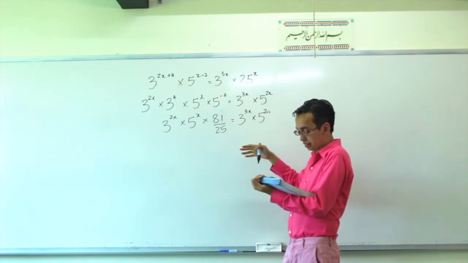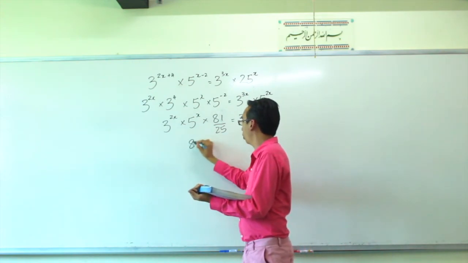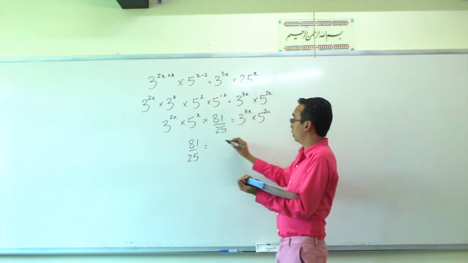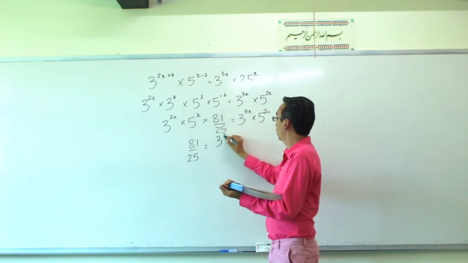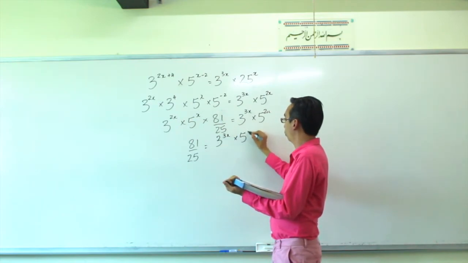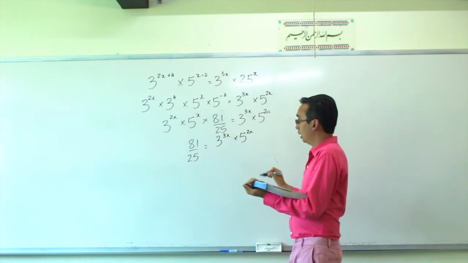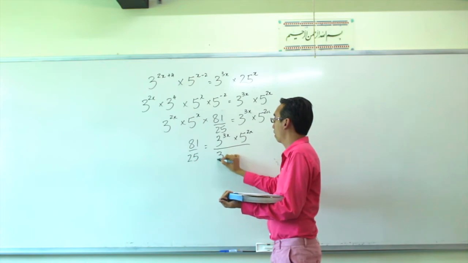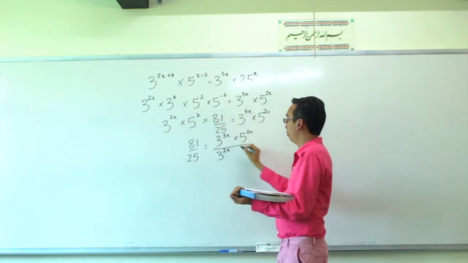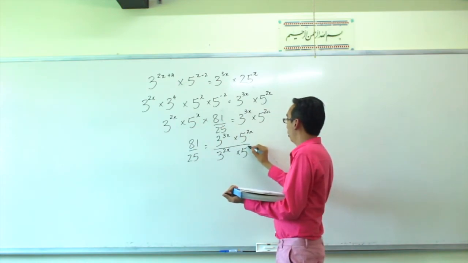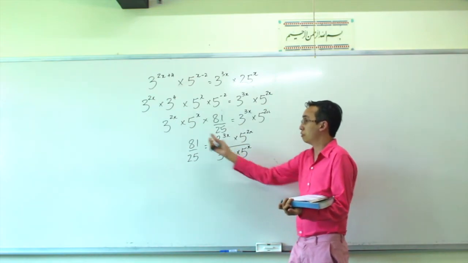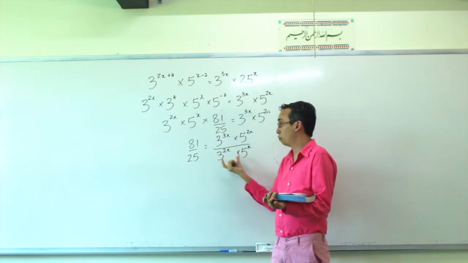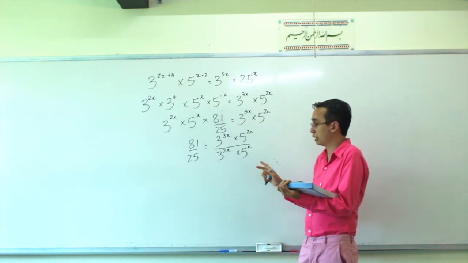Okay, the book does it slightly differently. So the 81 over 25 remains, but this one will be 3 to the power of 3x times 5 to the power of 2x. They skip a step, but I'll just continue. This time when you bring over, it becomes divide by 3 to the power of 2x and then divide by 5 to the power of x. It's still multiplied. That means these two are multiplied together and then they come down together. So we put it like this. The book doesn't do it this way, they skip steps.